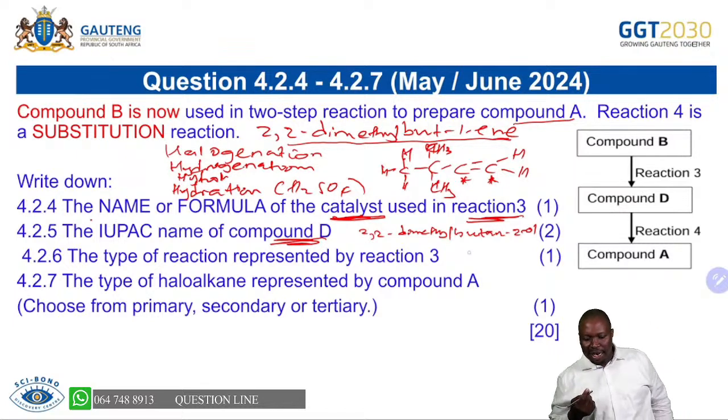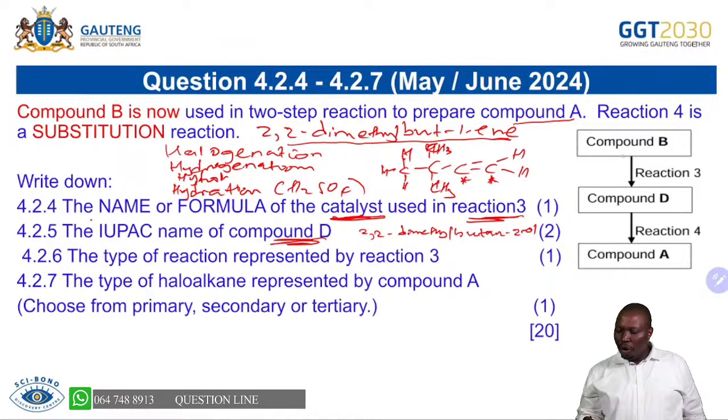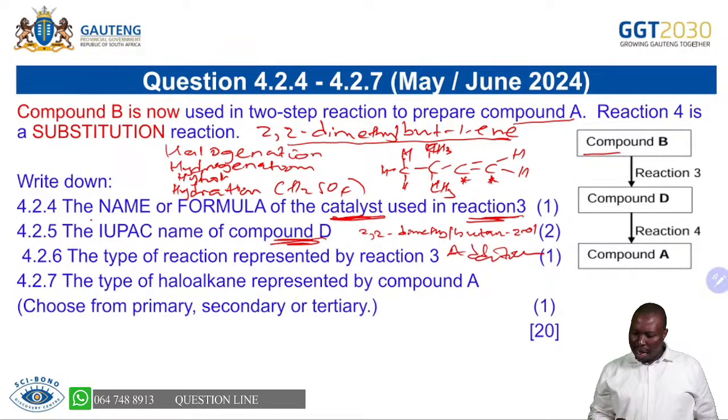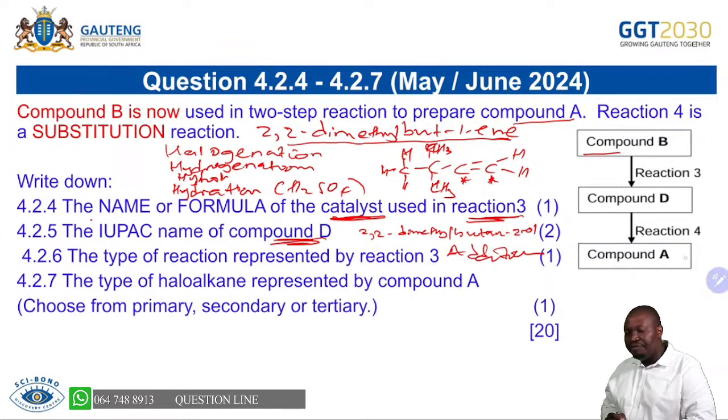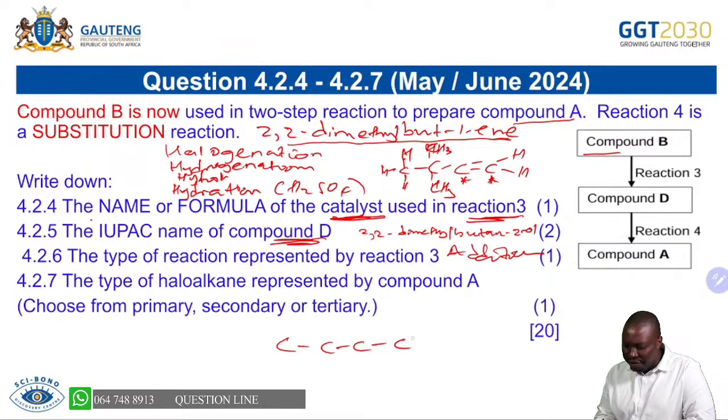The type of reaction represented by 3, obviously this is an alkene, so it must be an addition reaction. Now the type of alkane represented by compound A. Now as well, very important, remember we're having 4 carbons, and then we're having the OH in carbon number 2, and then we're having the methyls here, 2,2. Don't forget that 2,2. Wherever you go with 2,2, you don't leave it around.